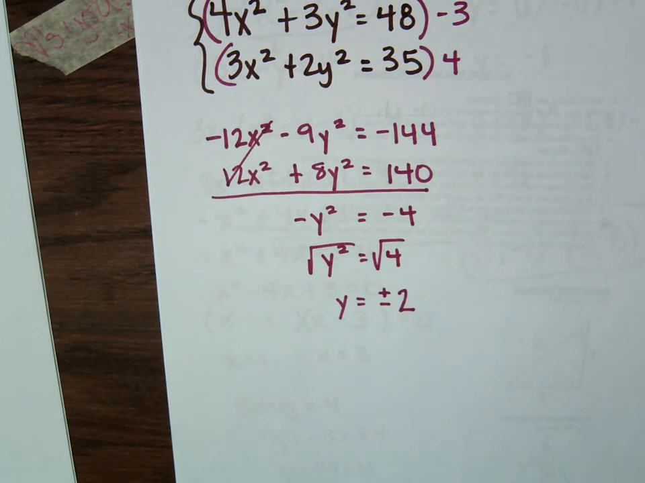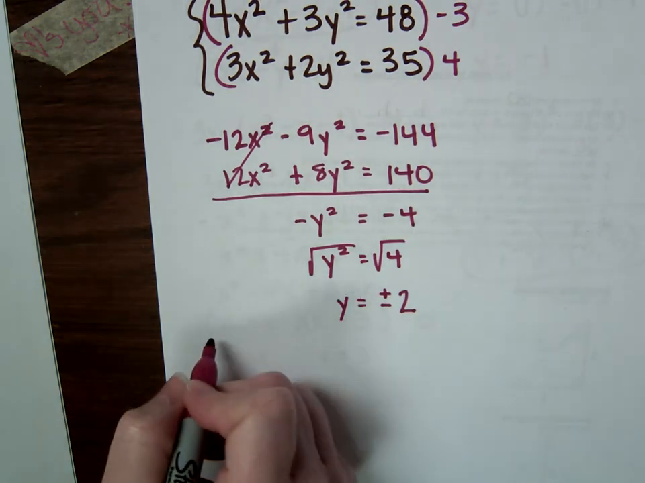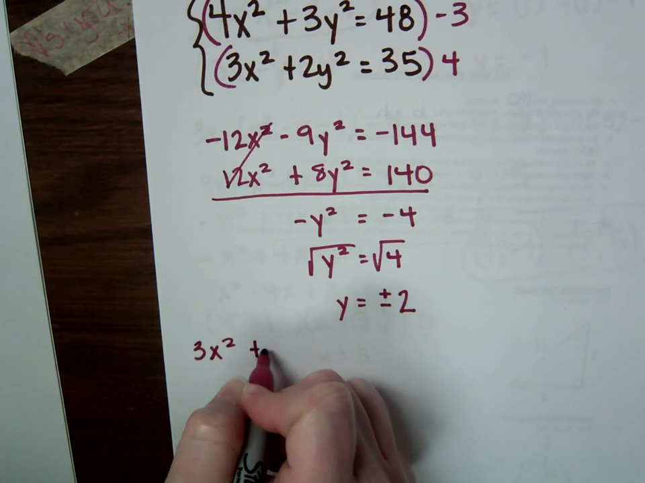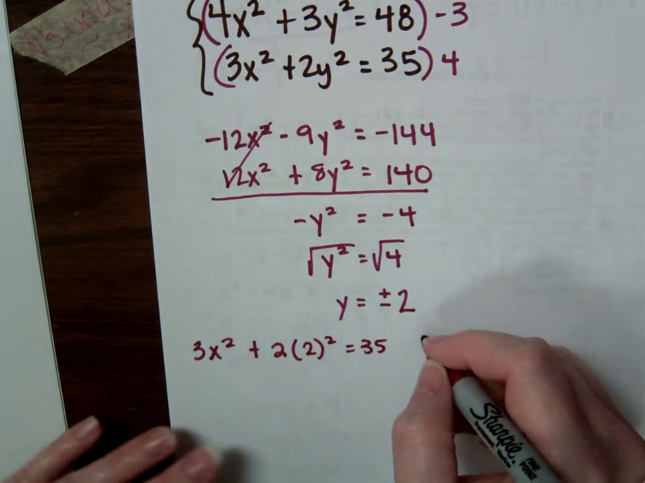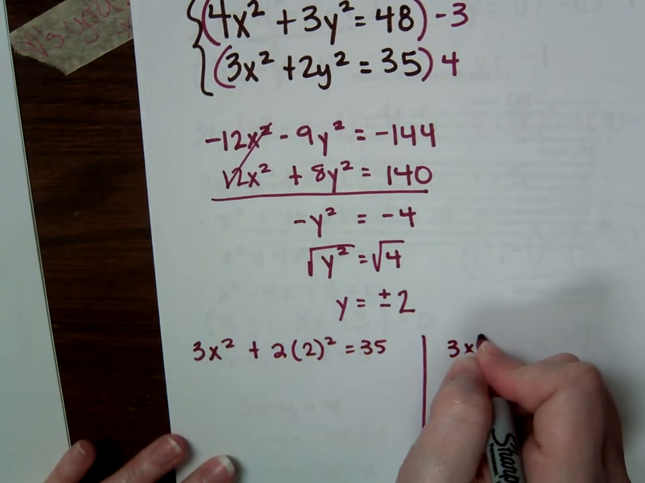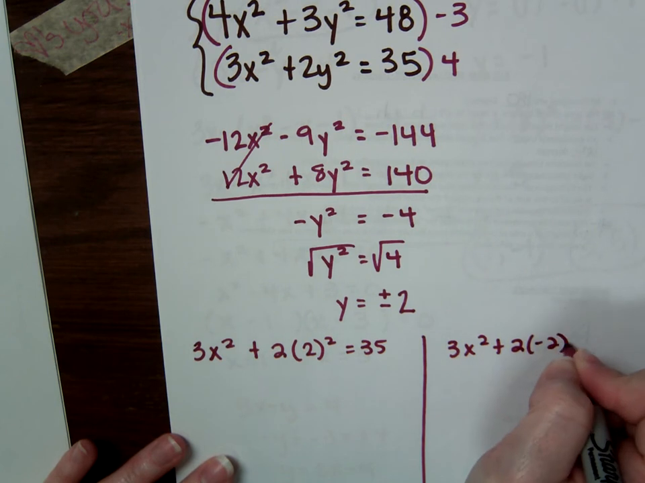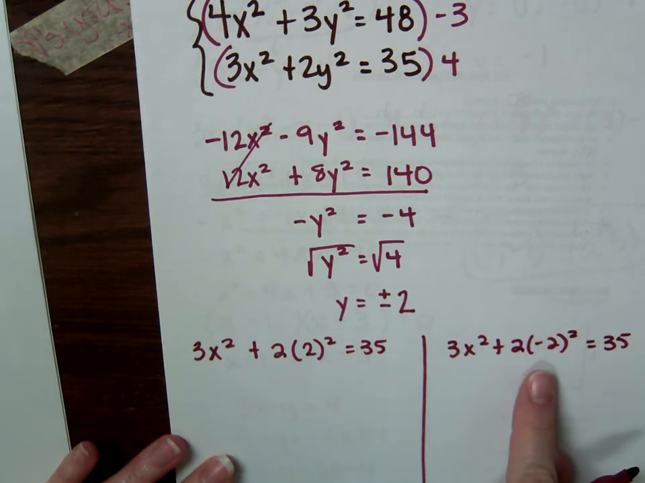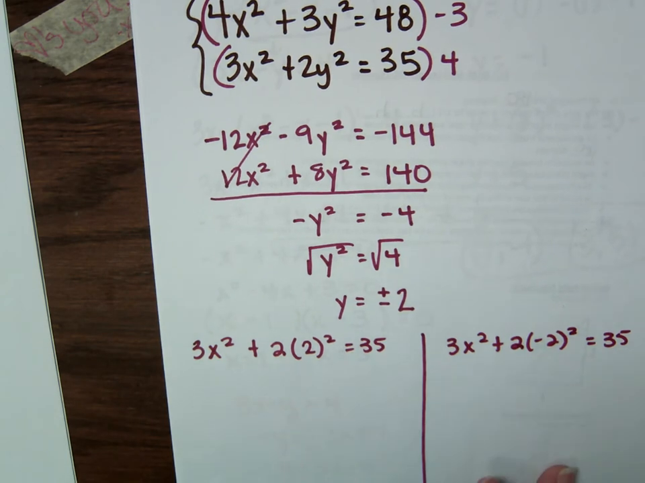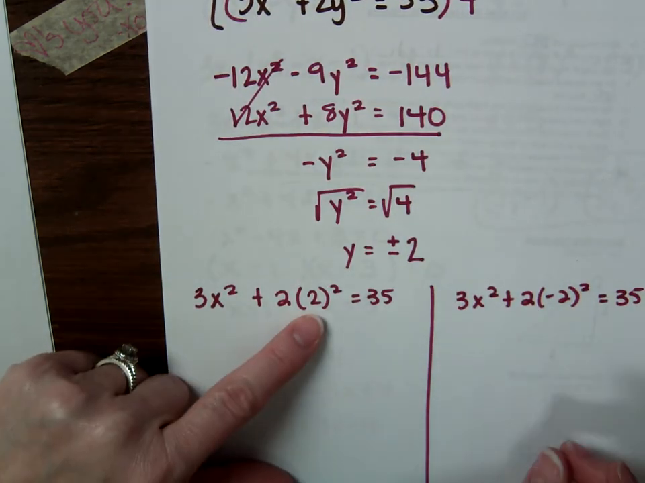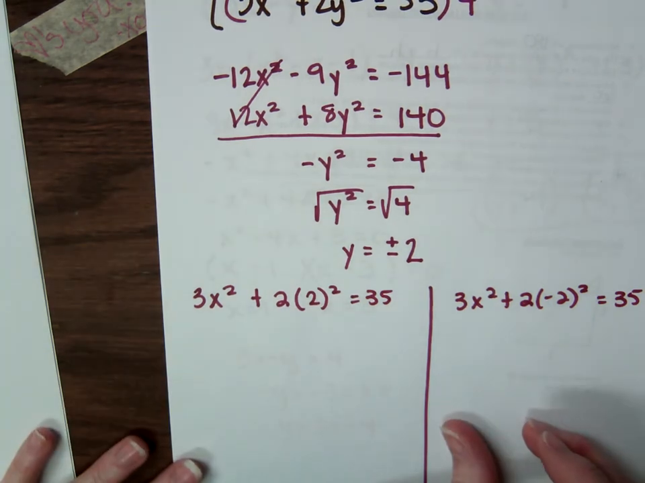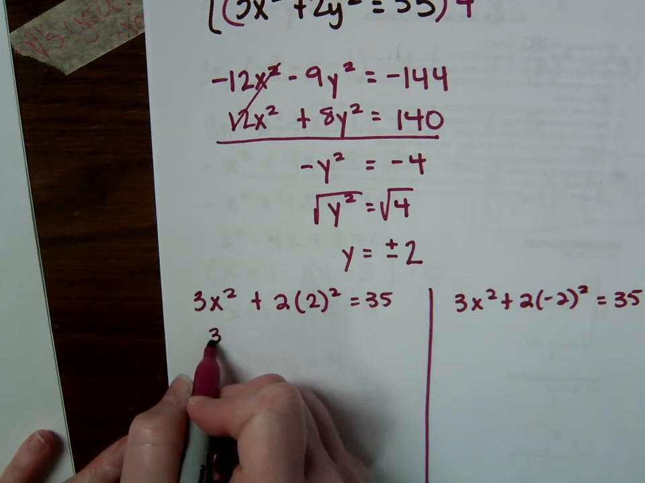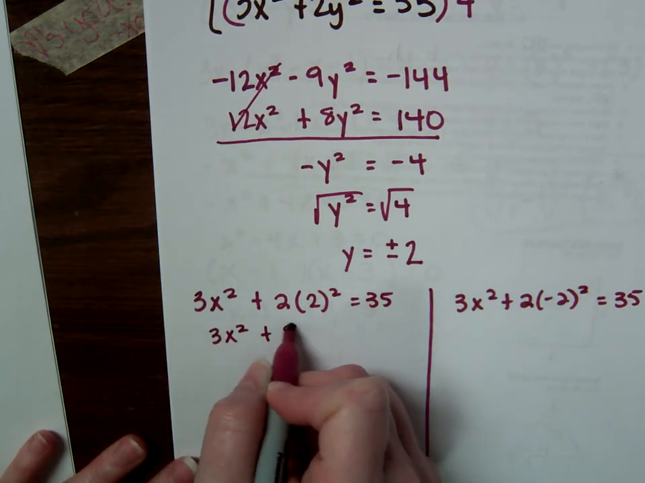So let's say we put, which one do you want to put it in, the top one or the bottom one? Bottom? Okay. 3x squared plus 2 times 2 squared equals 35. And then just so I don't forget, because there's going to be a lot of steps here, just so I don't think, hey, I'm done, but I'm not done, I'm going to go ahead and set that one up over there so I know there's still some more to do. Okay? So 2 squared is 4. And 4 times 2 is 8, right? So I have 3x squared plus 8 equals 35.